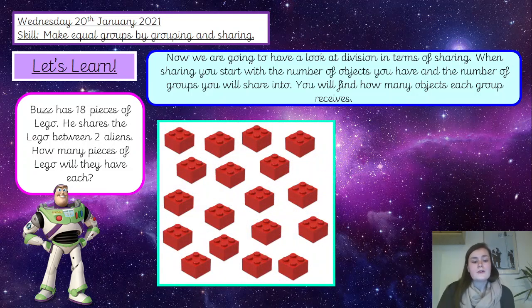So we've got our total is 18, and we know that it needs to be split into 2 groups because we've got 2 aliens. So I'd like you to pause the video and have a go at splitting these 18 pieces of Lego into the 2 groups for the 2 aliens and see what number you get into each group. So you can pause the video and have a go at that now.